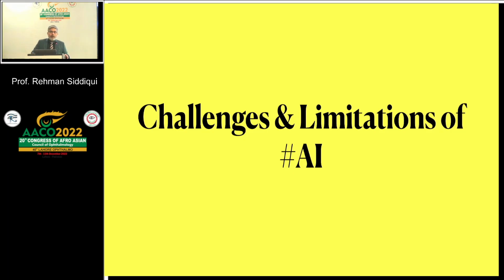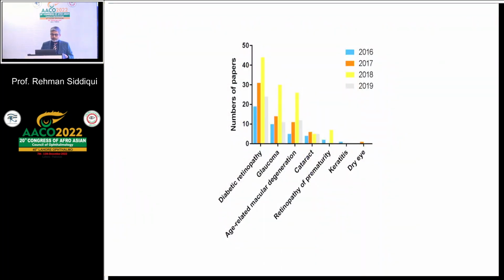Now, after all the rosy picture of AI, what are the challenges and limitations of AI, and particularly what are the challenges and limitations of AI in Pakistan? You can see most of the work that is being done in ophthalmology over the years is focused on diabetic retinopathy. So diabetic retinopathy is a field that is ripe where we can work.